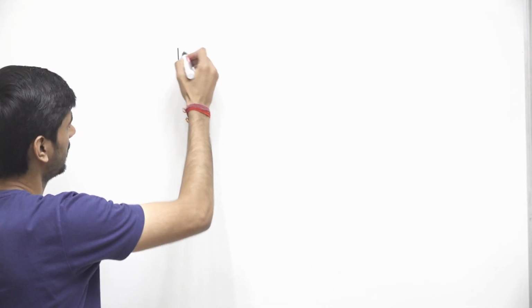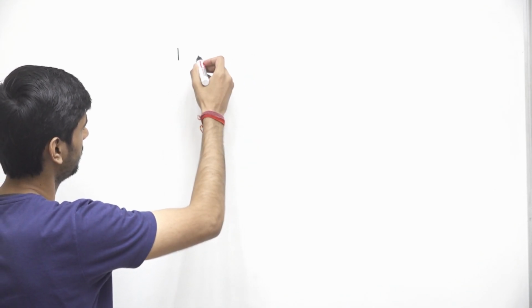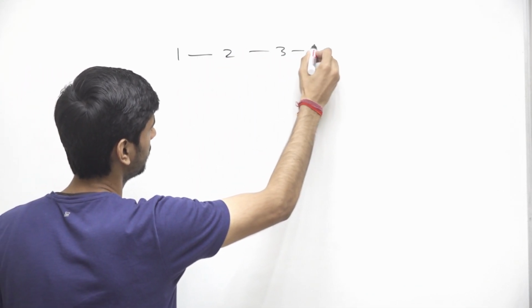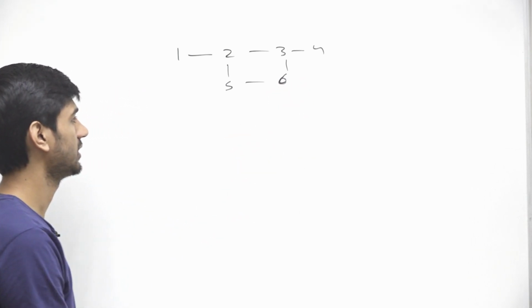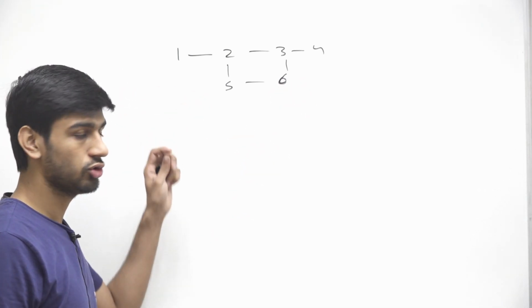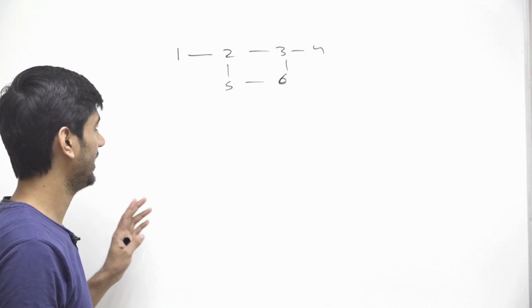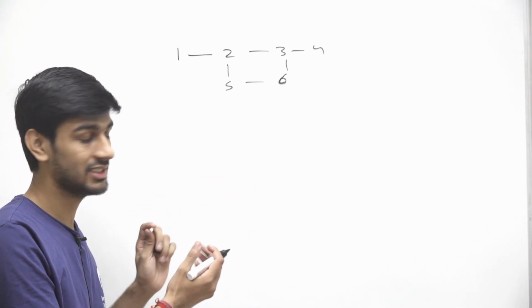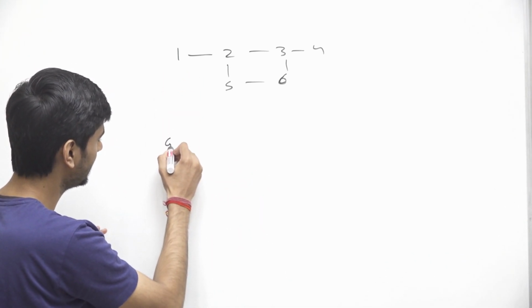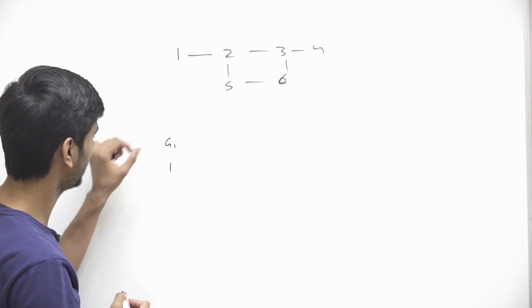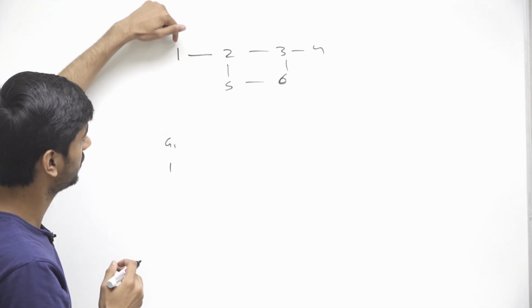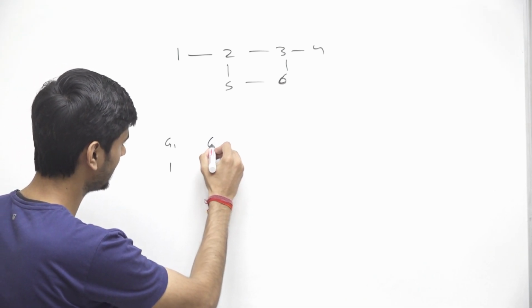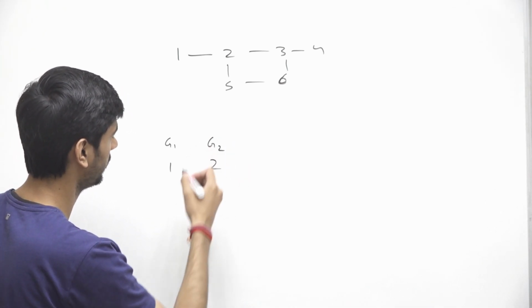So let's take an example and try to understand the problem. Let's say we are given this graph 1, 2, 3, 4, 5 and 6, right? So let's say this is the graph which is given to us. Now each node should belong to one group and all the adjacent nodes should be present in adjacent groups. So let's say we put 1 in G1, group 1. If we put 1 in group 1, then the adjacent of this should be present in the adjacent group. So the adjacent of 1 is 2, so 2 should be present in the adjacent group. So we can put 2 in group 2, okay?